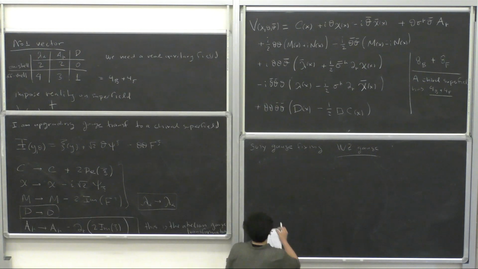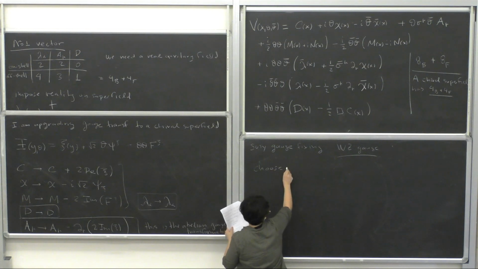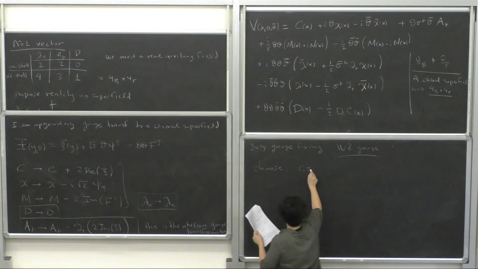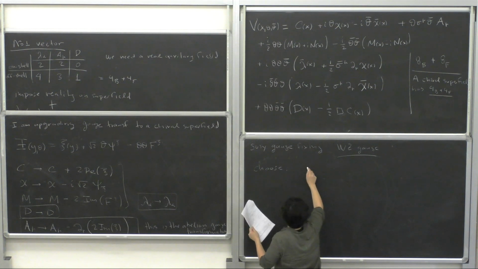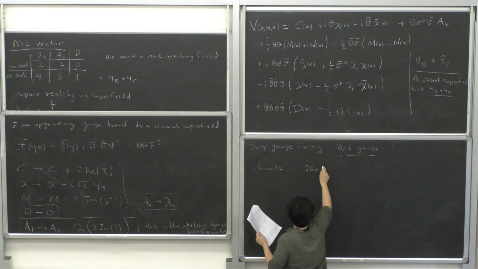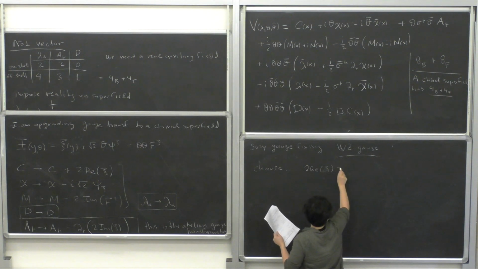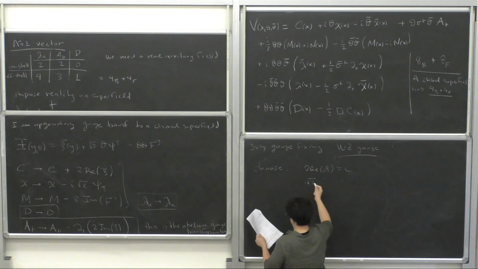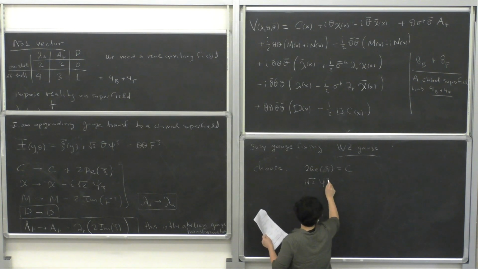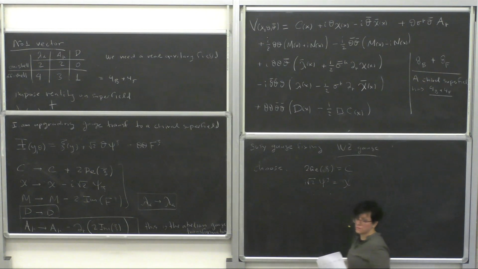Choose C. Or actually, what you choose is the gauge field, not the C. So you choose that this guy is equal to C. You choose that this annoying thing is equal to psi, and so on.